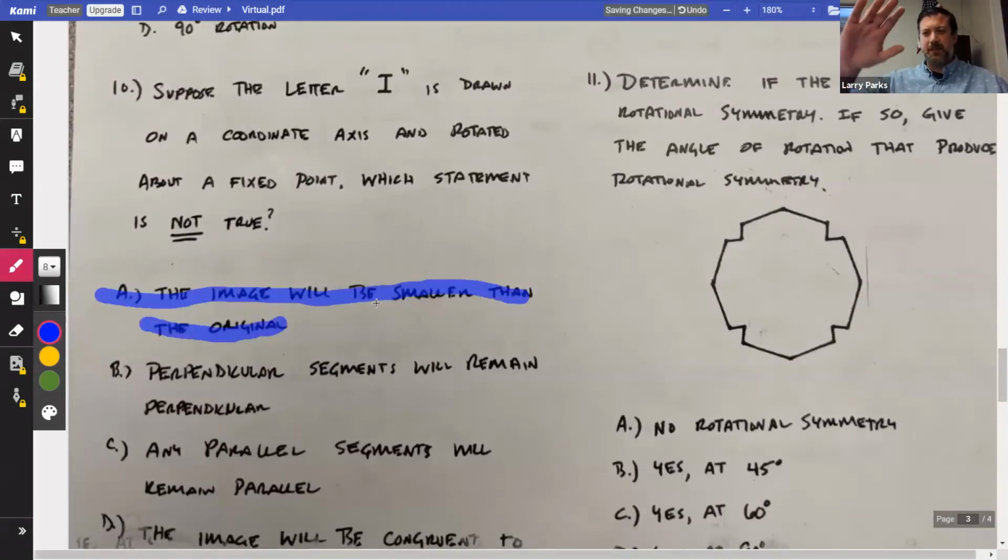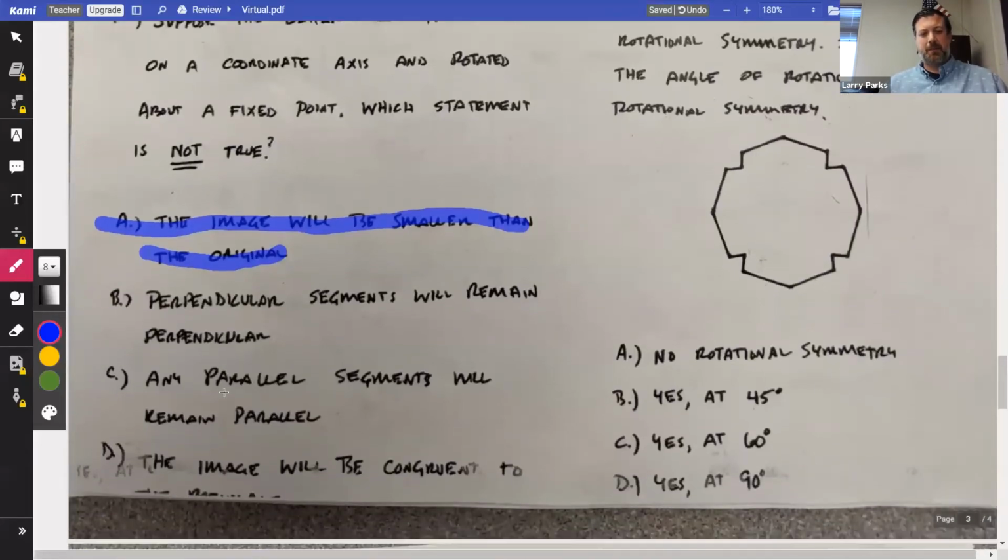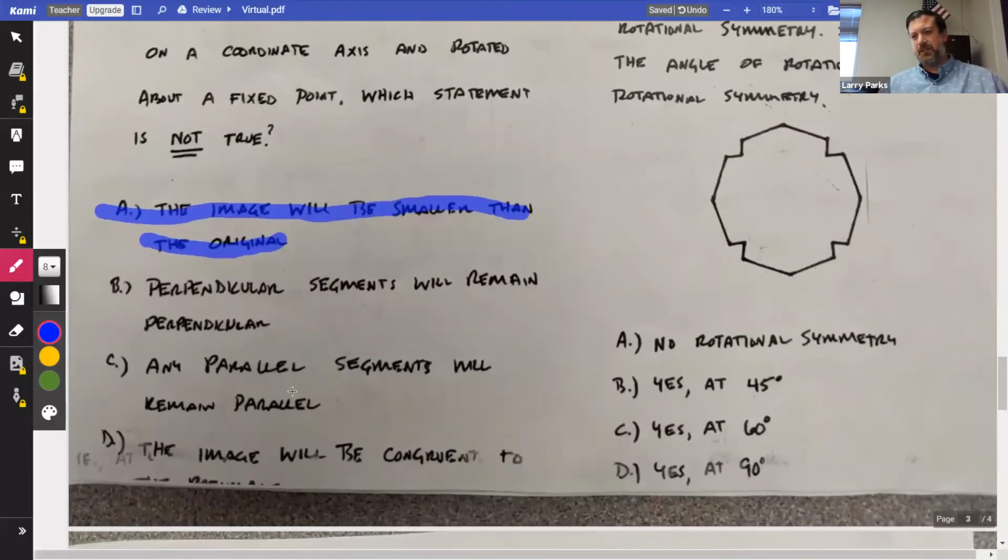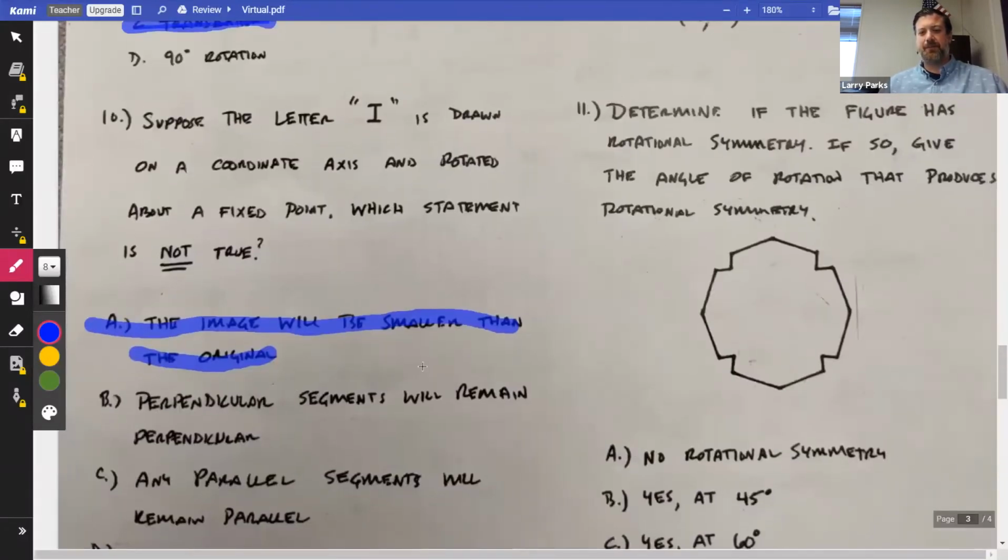If you take something, like watch my hand, and I turn it, I just made my hand go closer to the camera, but I promise you, my hand did not get bigger or smaller. So when you rotate something, it doesn't get bigger or smaller. Perpendicular segments will remain perpendicular. Parallel segments will remain parallel. The image will be congruent to the original. Those are all true statements.